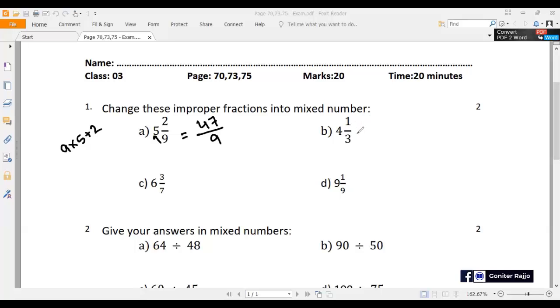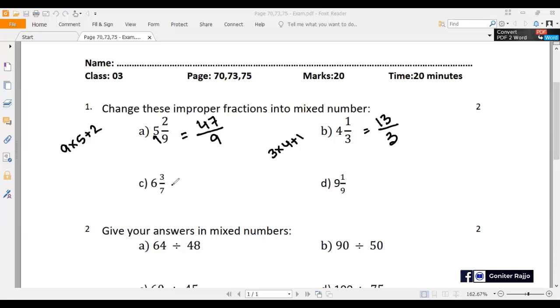Number B, 4 whole 1 by 3. So we'll multiply this 3 by 4, then we'll add with it. So 3 fours are 12 plus 1, 13. So the numerator should be 13 and the denominator is already given, that is 3. So 13 by 3 is the answer.